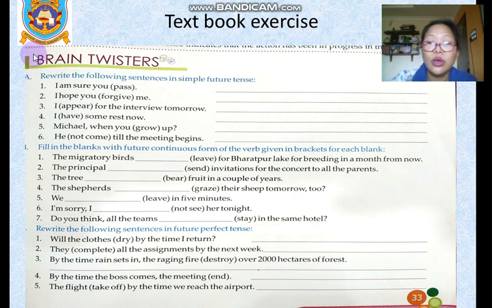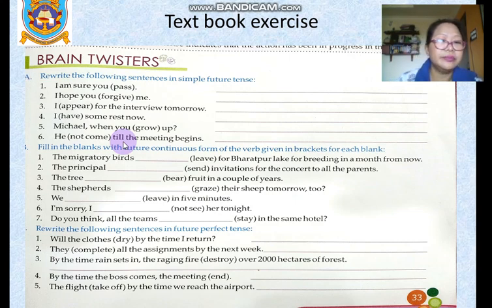Michael, when will, this is a question, when will you grow up? Subject here is you, so it will be, Michael, when will you grow up? And the sixth sentence, he will not come till the meeting ends. We will put will before not come. He will not come till the meeting ends.